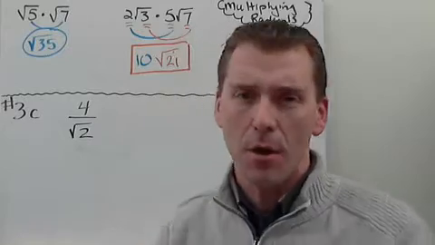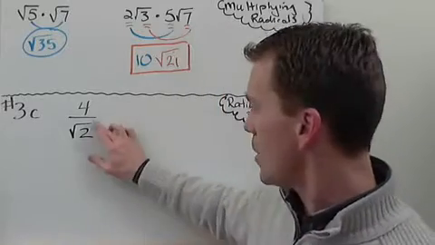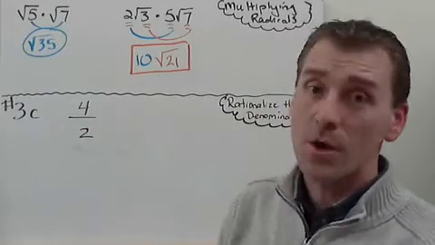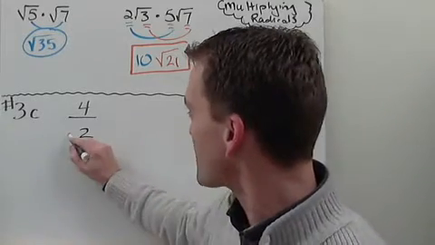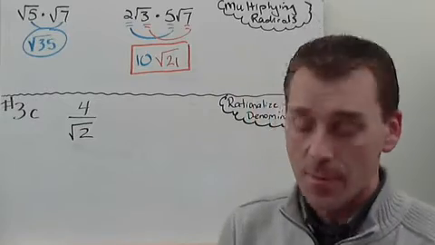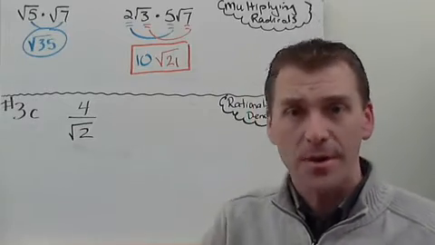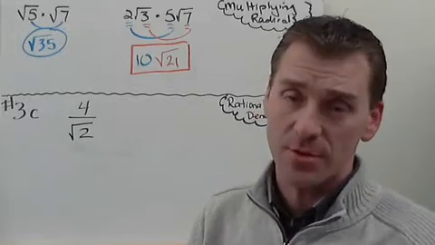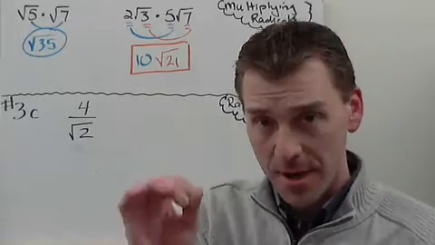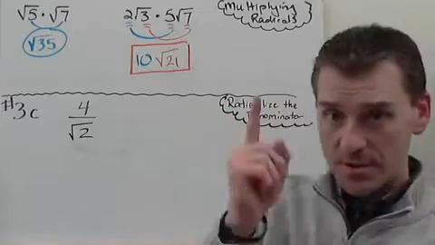Now, sometimes people say, okay, I'll get rid of it. Watch this. That's a wonderful option, but it's incorrect. So how do we get rid of this square root in the denominator? When you get to trig and precalc or anything above algebra 2, you're never going to have an answer with the radical in the denominator. How do you get rid of it? You rationalize it. And here's how you do it.